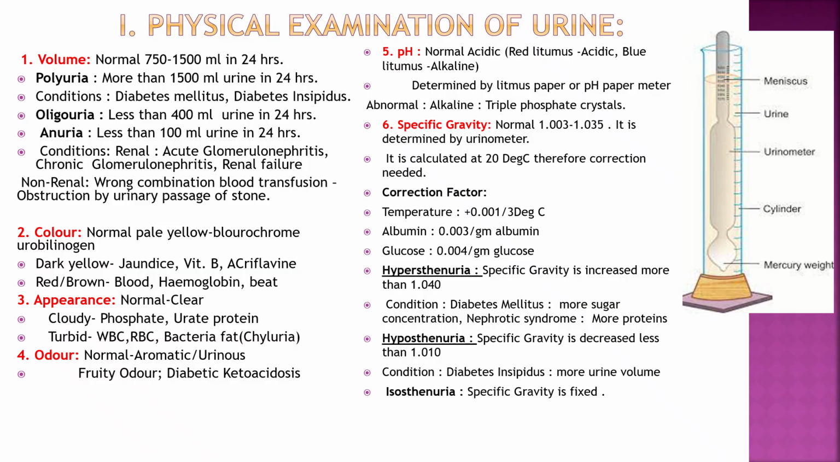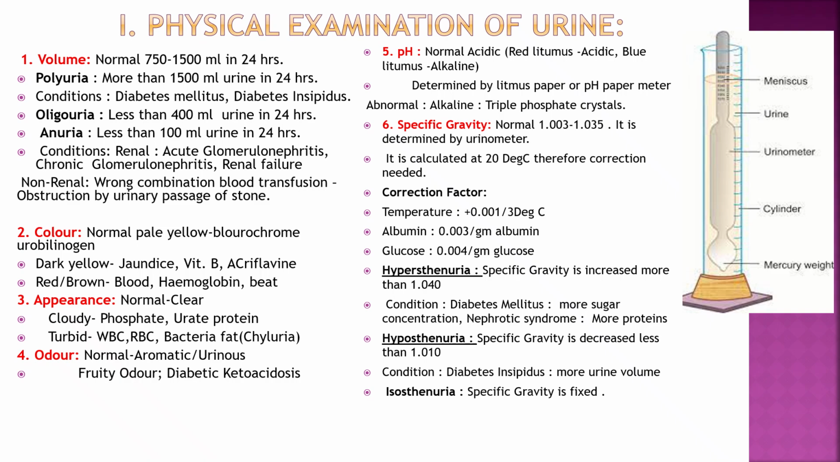So in physical examination, it is a gross examination. So by observation you have to see what is the volume, color, appearance. Then chemical examination. So chemical examination is by doing chemical test on the urine by using reagents, and then you have to see the color differences, and then you have to find out whether it is positive or negative.